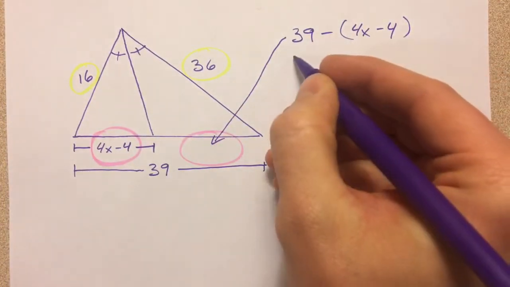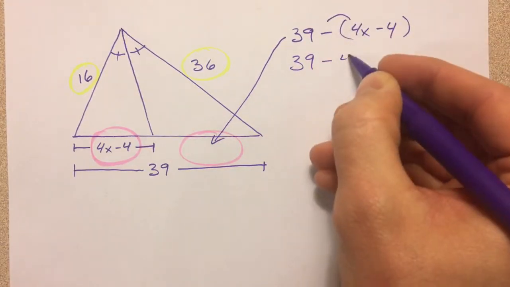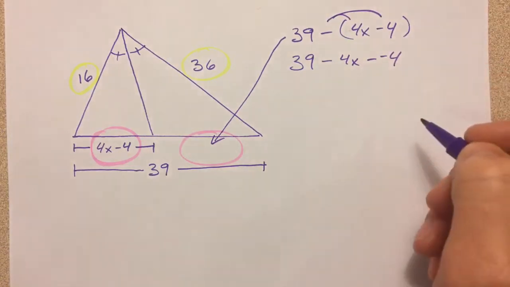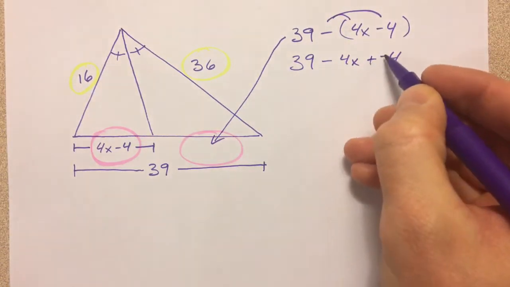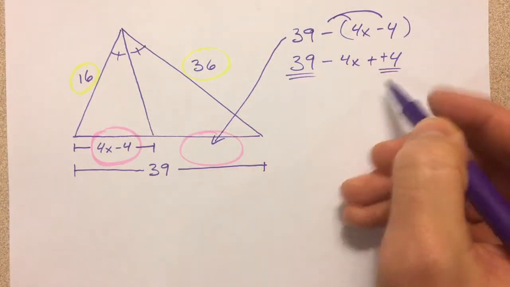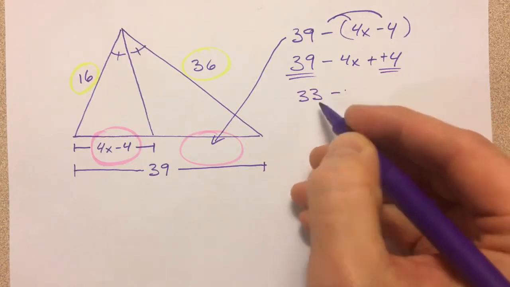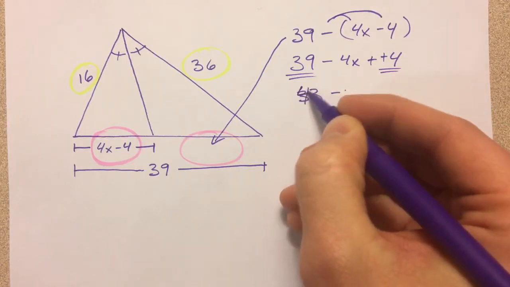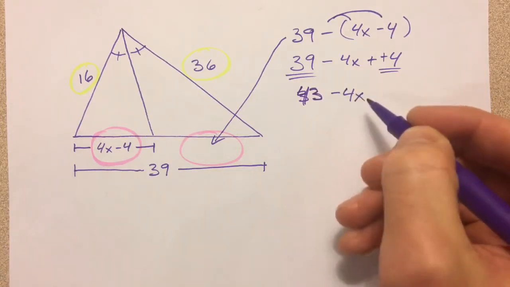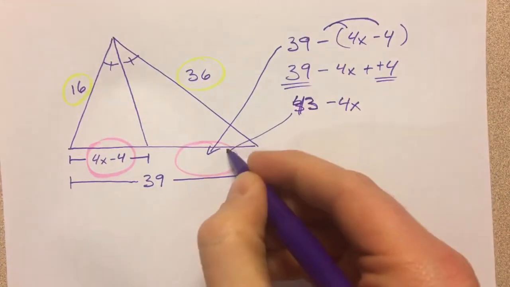So when we subtract the 4x, we have to subtract not only the 4x, but we also have to subtract a negative 4. When we subtract that negative 4, it turns into plus. So then we've got some like terms. 39 and 4 make 43. Let's try that again. 43 minus 4x. And so this 43 minus 4x goes right in here.